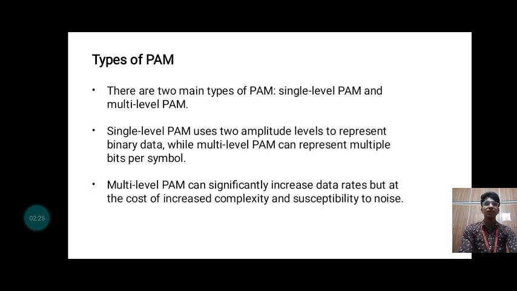Types of PAM. There are two types of PAM: single level PAM and multi level PAM. Single level PAM uses two amplitude levels to represent binary data, while multi level PAM can represent multiple bits per symbol. Multi level PAM can significantly increase data rates, but at the cost of increased complexity and susceptibility to noise.